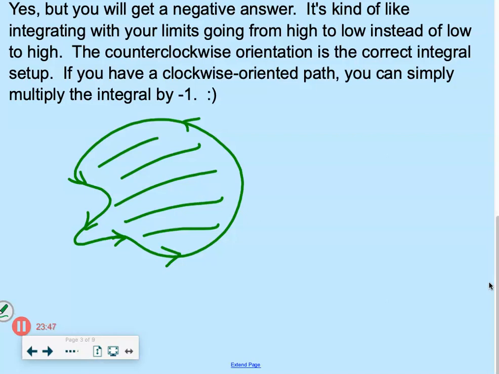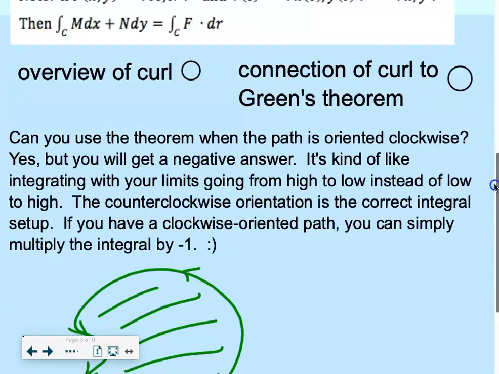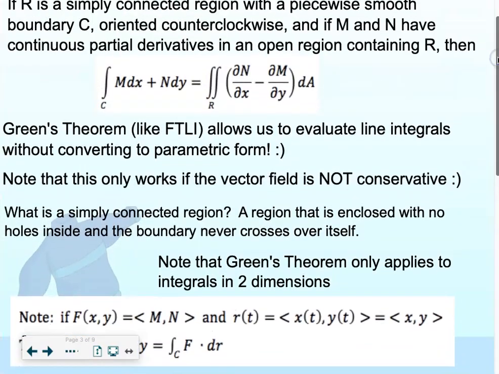So if you have a clockwise oriented path, you get the exact same answer, just times -1, and that's okay. Just know that if you want to answer the question, remember that this integral is actually giving you work of a path of an object traveling through a vector field. Since we're calculating a value of work, the sign's kind of important. If your path is oriented counterclockwise, this theorem will give you the work. If it's oriented clockwise, then you have to multiply your answer by -1.